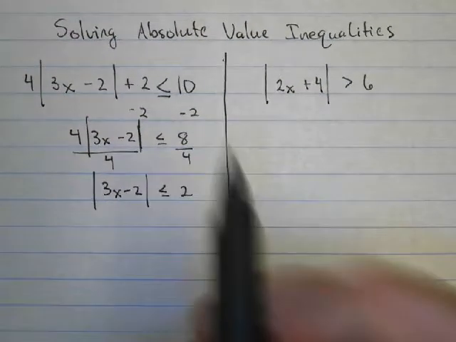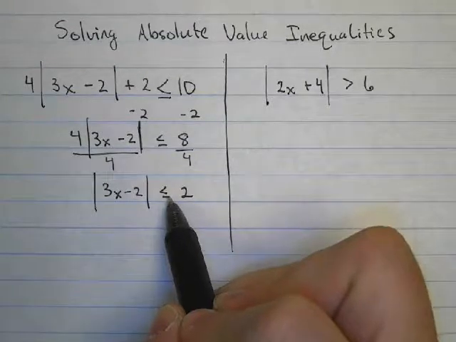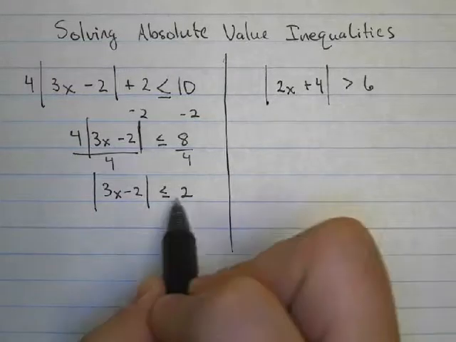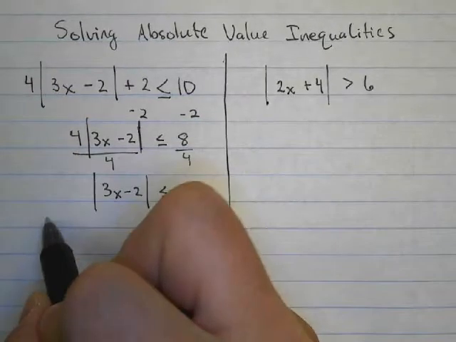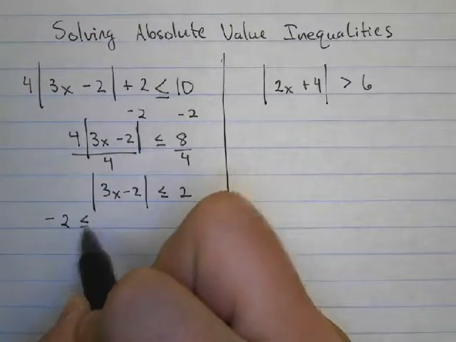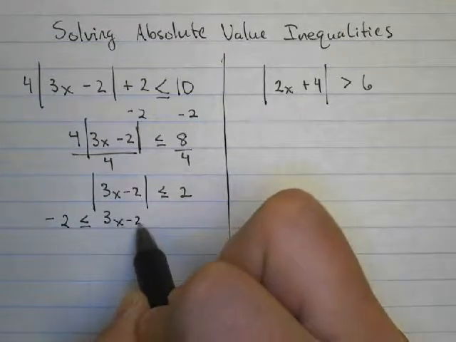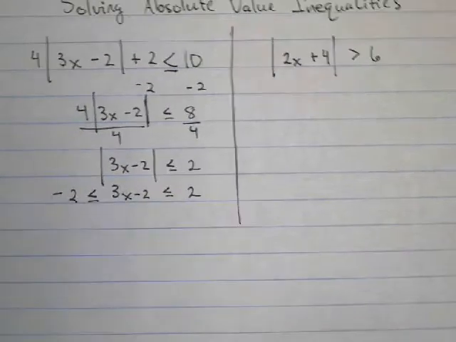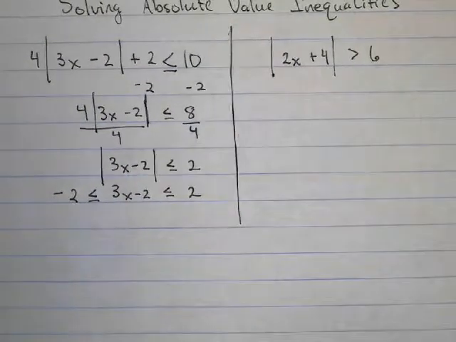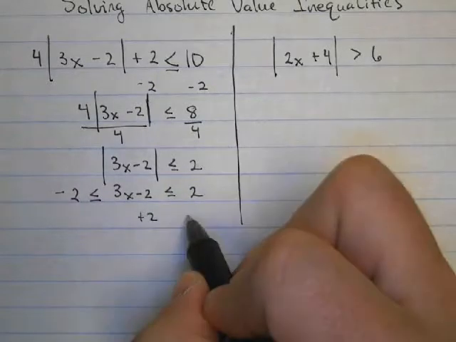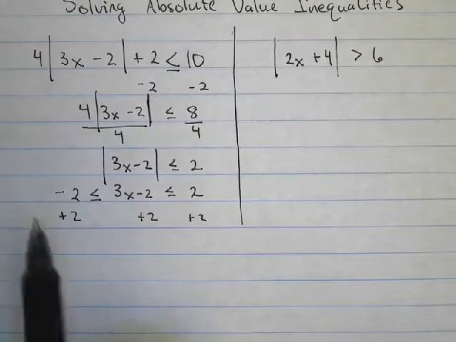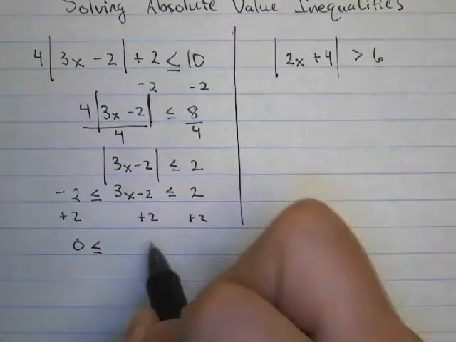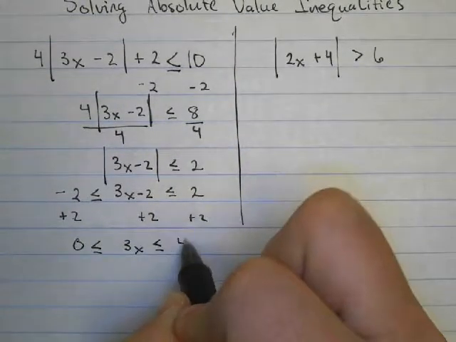Well, when I have a less than, what we need to do is also find all the values so that it's greater than -2, greater than the opposite. So I can say -2 is less than or equal to 3x minus 2 is less than or equal to 2. And now I'm just solving an inequality. So I'll add 2 to all three parts, so I have 0 is less than or equal to 3x is less than or equal to 4.